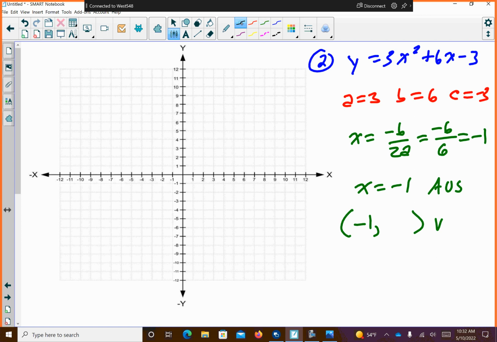How do I get the y value? Good. Plug x into the equation. So I'm going to plug it in here and here. So I'll just bring it down here. So I have y equals 3 quantity squared plus 6 quantity minus 3. Inside that quantity, I'm going to plug -1 in.